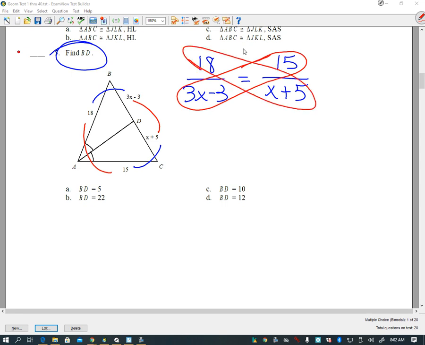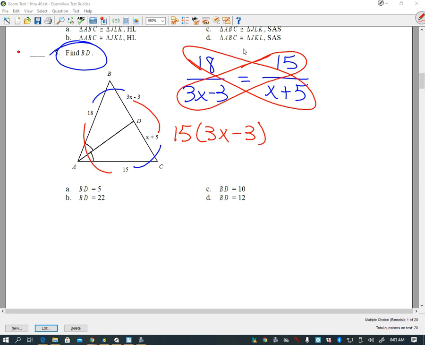Now, we still have to be careful with this because you said we're going to multiply 15 times 3x minus 3. Can you tell me what that's actually going to look like after I've multiplied it? What's 15 times 3x? I can write it down here, 15 times 3x. Am I just multiplying the 15 times the 3x, or am I also multiplying it by the negative 3? By the negative 3 as well.